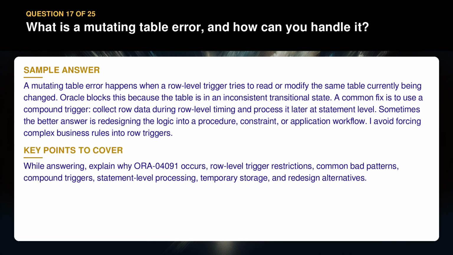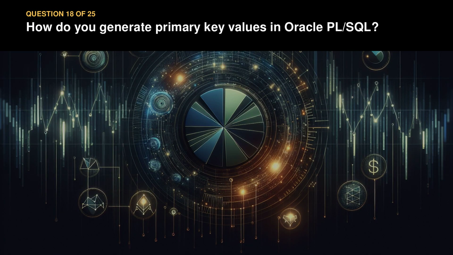While answering, explain why ORA-04091 occurs, row-level trigger restrictions, common bad patterns, compound triggers, statement-level processing, temporary storage, and redesign alternatives. Question 18. How do you generate primary key values in Oracle PL/SQL?